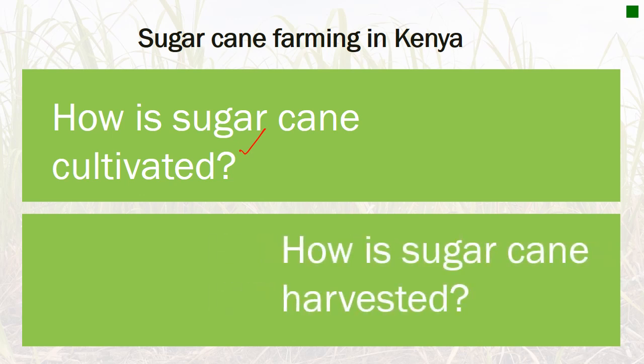Next is harvesting of sugarcane. Harvesting is normally done after about 8 months. It is cut manually using pangas or machetes. The cut or harvested cane is loaded onto trucks or tractors and quickly transported to the factory so that the sugar is preserved. That is why the transportation is done immediately it is cut.